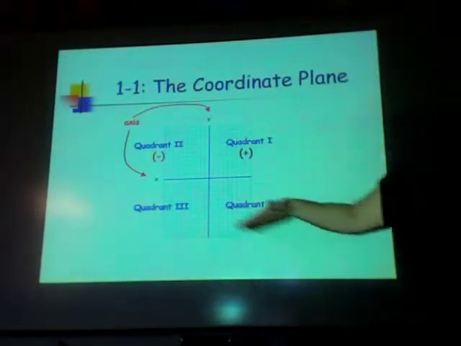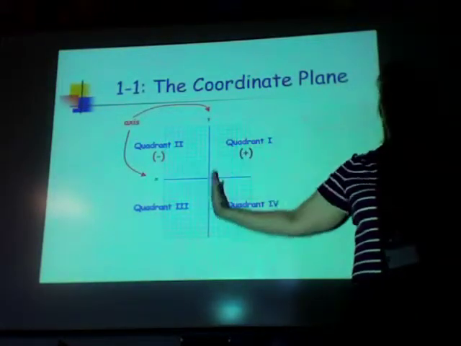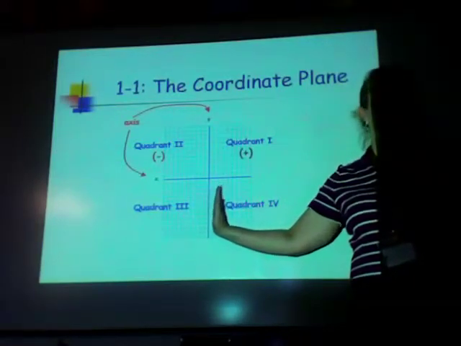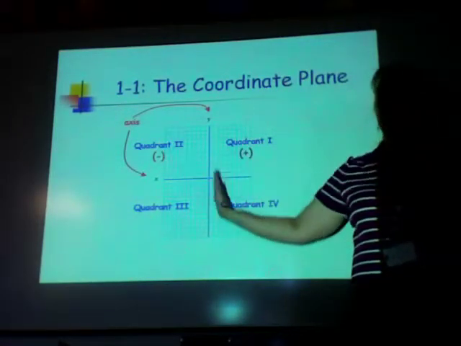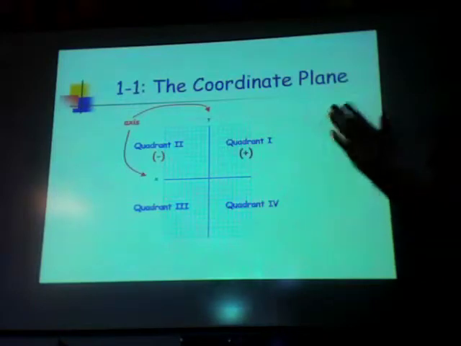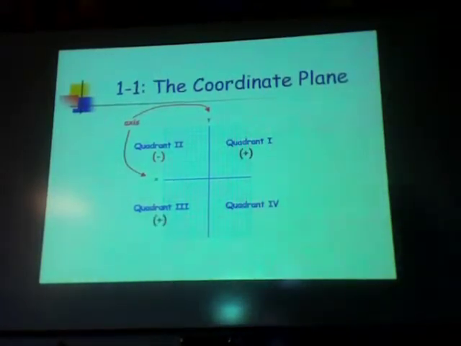So what's the sign of quadrant 3? What's it bordered by? Negative, and these are negatives down here, right? So what's a negative times a negative? It's a positive quadrant.